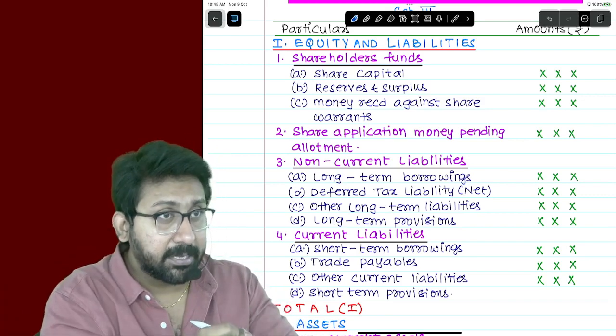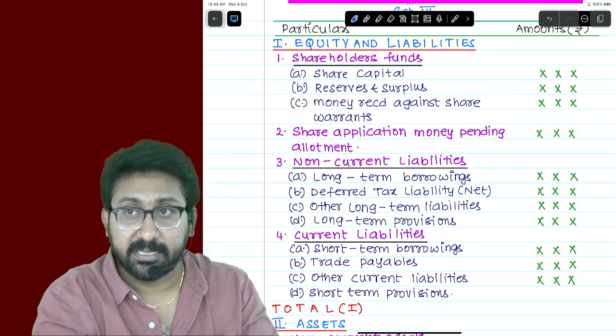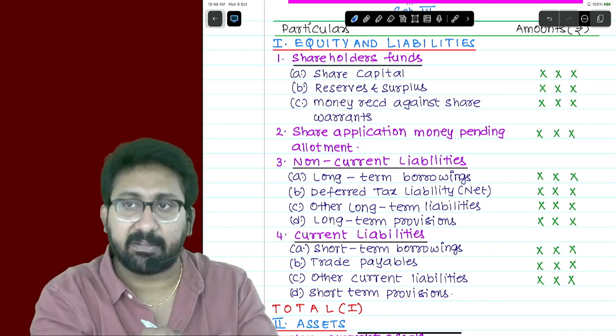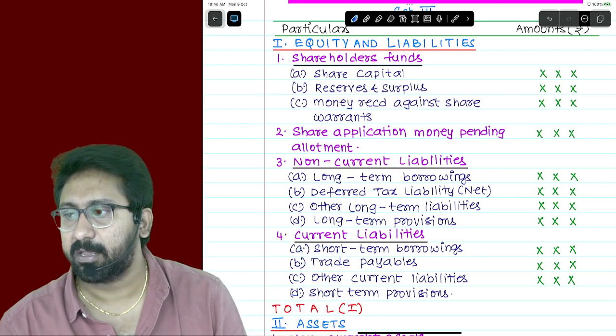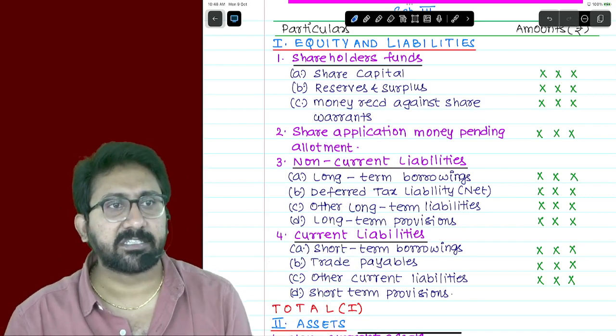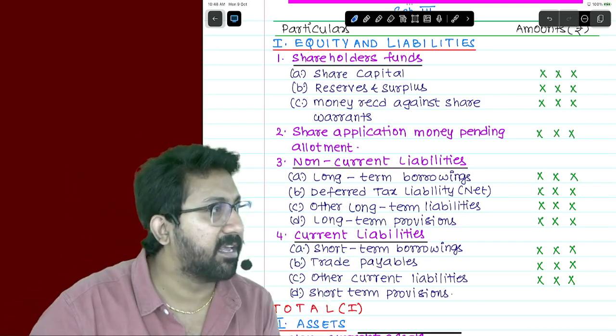General reserves, P&L account credit balances. Are you understanding or not? Dividend equalization reserves. So many reserves will be there. All those will come. What is the last one? Money received against the share warrants.